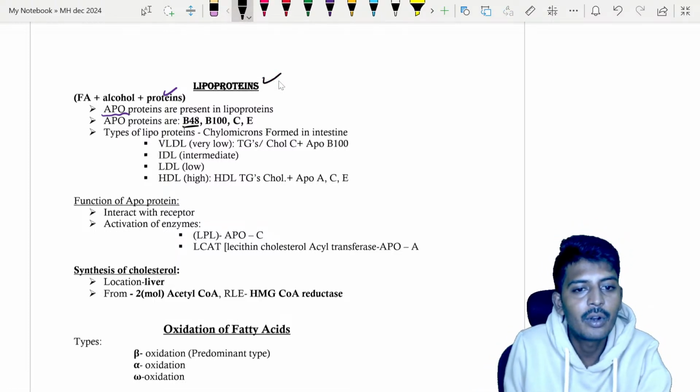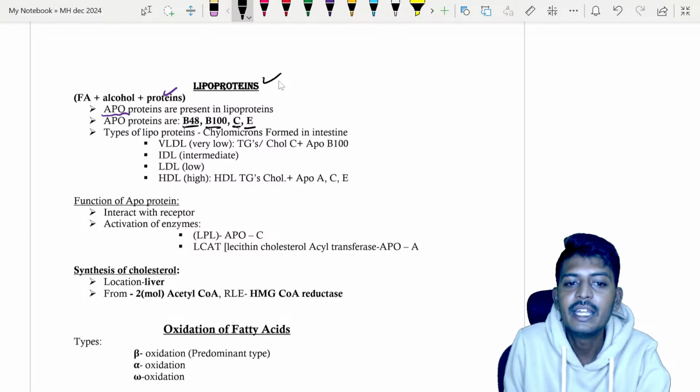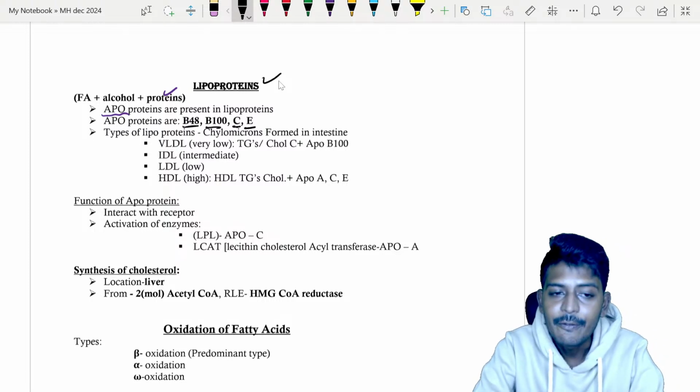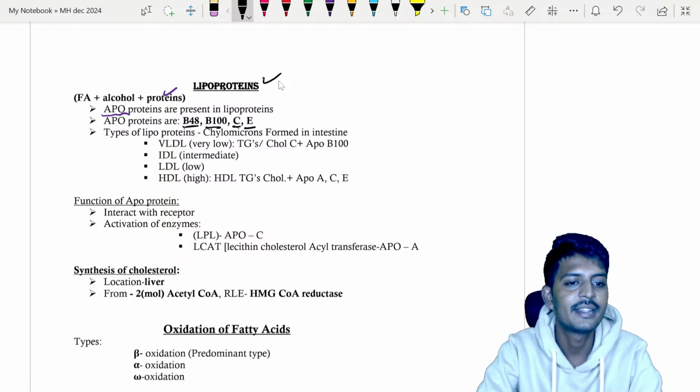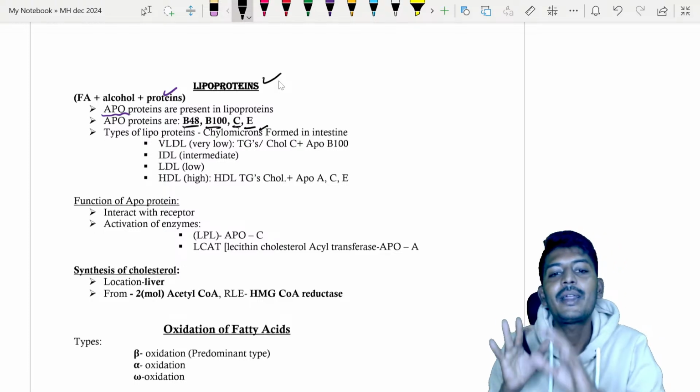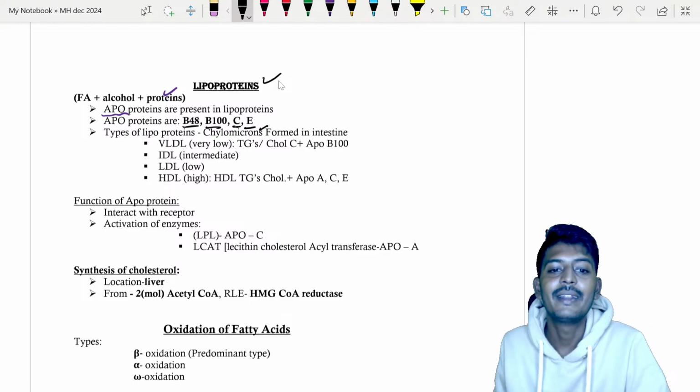Apoproteins such as B48, B100, C, E. Okay, there are types. B48, B100, C, E are the apoproteins. So there are types of lipoprotein. One of them is your chylomicrons. Where are they formed? Chylomicrons are formed in the intestine.